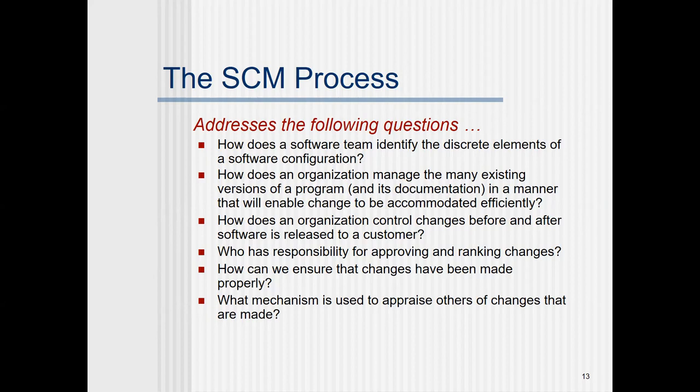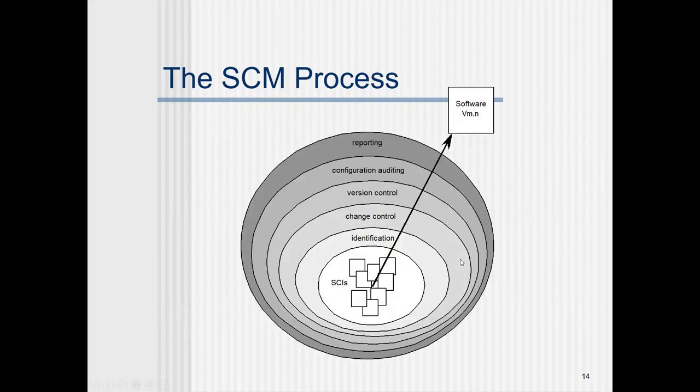Okay, so these are the things that the SCM process is addressing, and these are all the steps that will happen there. Over the software configuration items, what we have studied so far, identification is happening, change control is going to be done, and version control is going to be done. Configuration auditing is going to happen and reporting is going to happen. Don't start from here, start from the innermost ring.